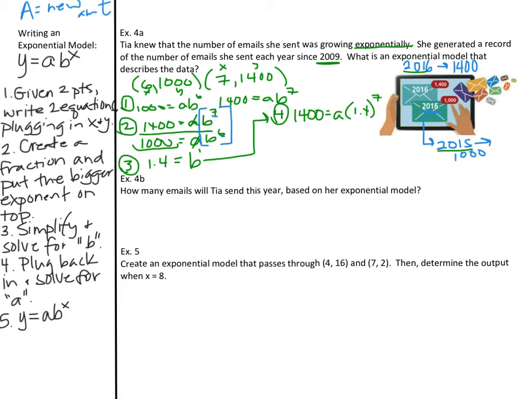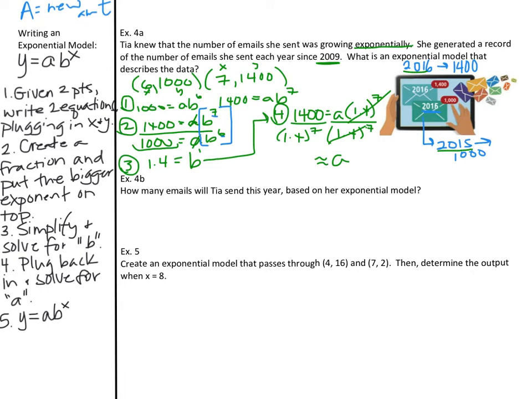So I plugged in everything for x, y, and b. To get a by itself, we'll divide by 1.4 to the 7th power. So this is going to be interesting to enter all in at once. 1.4 to the 7th power should cancel on the right. And we will approximate this answer.